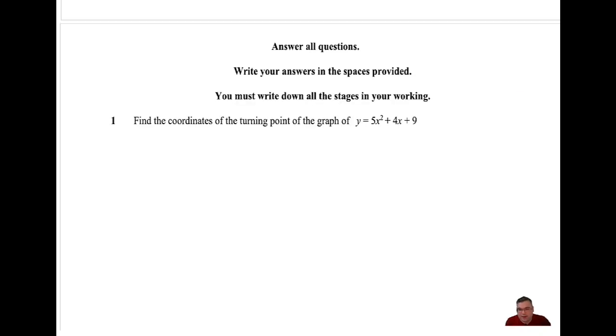Find the coordinates of the turning point of the graph y equals 5x squared plus 4x plus 9. To find the coordinates of the turning point, we just need to complete the square. Let's write down the expression first: 5x squared plus 4x plus 9. Now we need to factorize out 5, because the x squared coefficient should be 1. So 5 times x squared plus 4 by 5 x plus 9 over 5, right?